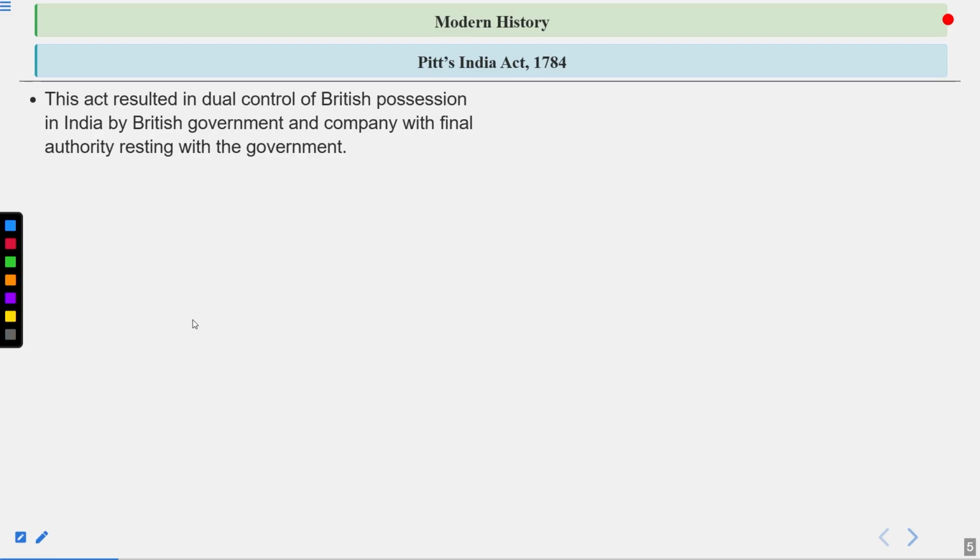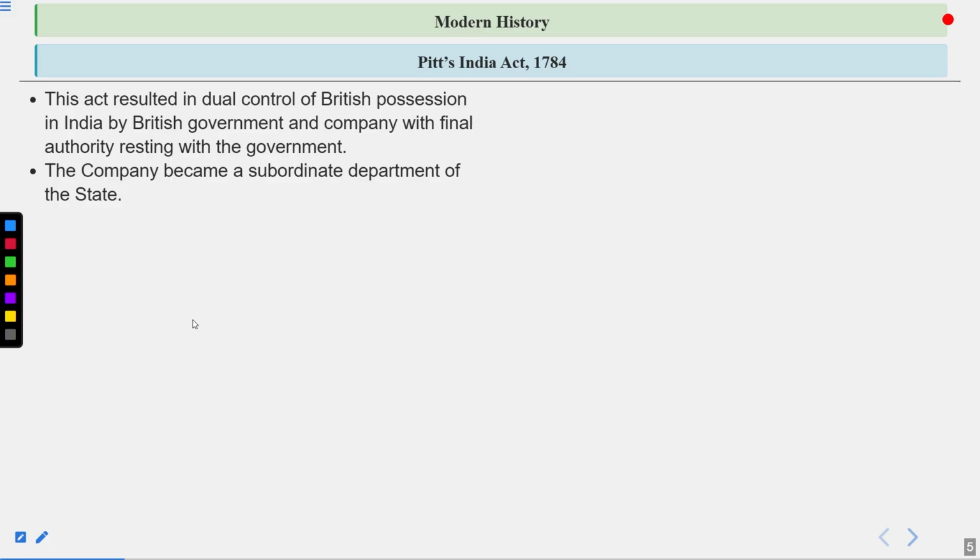There were a lot of bribery and different types of corruption going on at that time. Because of which, in 1784, the Pitt's India Act was introduced. At that time, the British Prime Minister was William Pitt, and because of which the act was named Pitt's India Act. And it was a kind of an amendment in the Regulating Act of 1773.